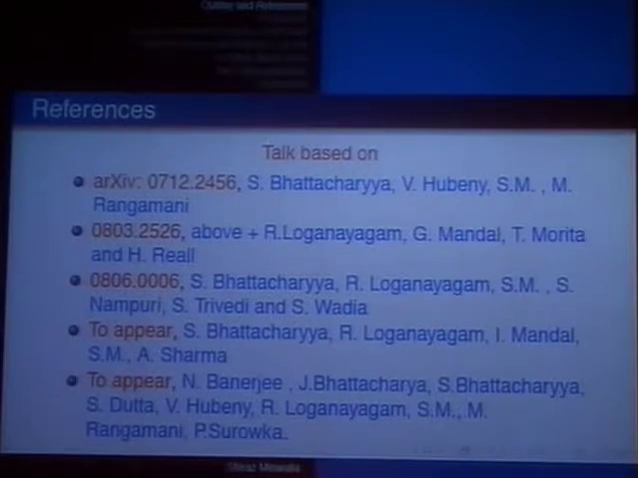I wanted, especially in this list of collaborators, to perhaps inappropriately emphasize the role of my 2 exceptionally good PhD students, Shayantani Bhattacharya and R. Lognayagam, whose role in all these projects has been absolutely crucial, and they're fantastic.